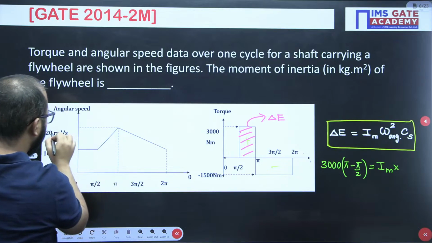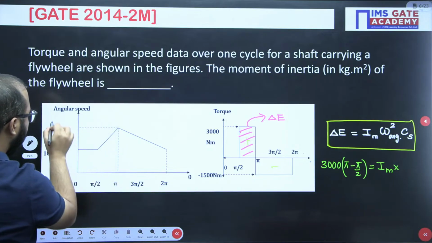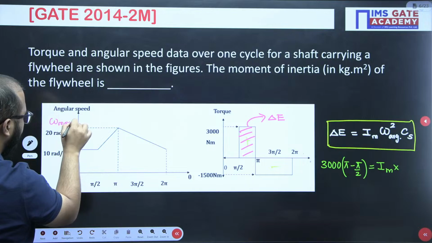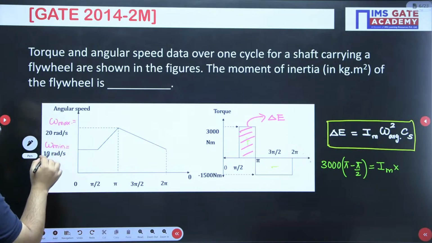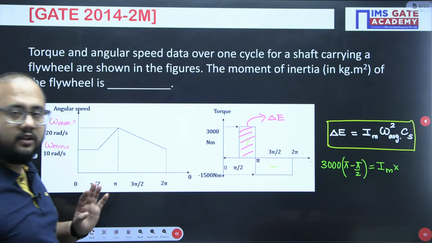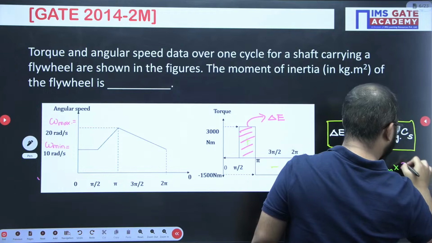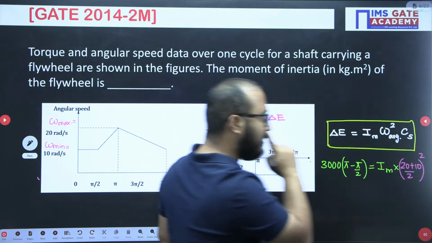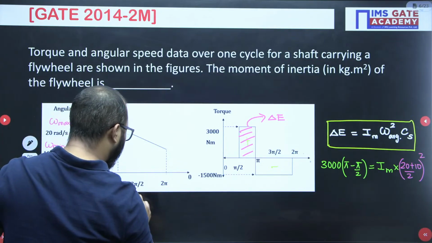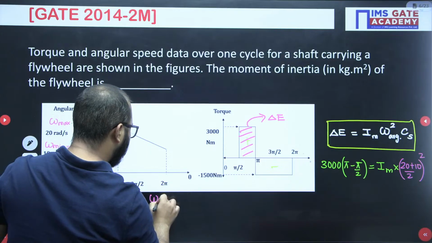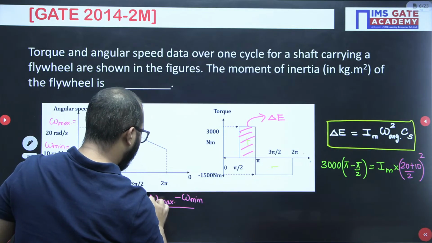So this is omega max and this is omega mean. Omega mean is 10 radian per second and omega max is 20. So just take the values here, 20 plus 10, that will be the average, and we multiply the square, omega average square. Now the Cs value, how will you find it? We already know the Cs formula: omega max minus omega min, divided by omega average.